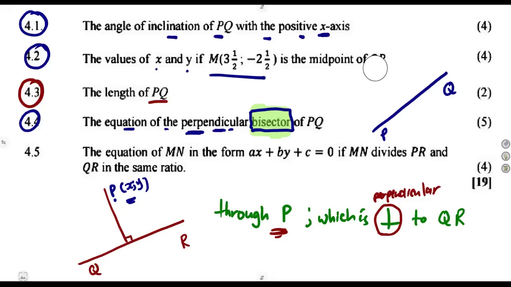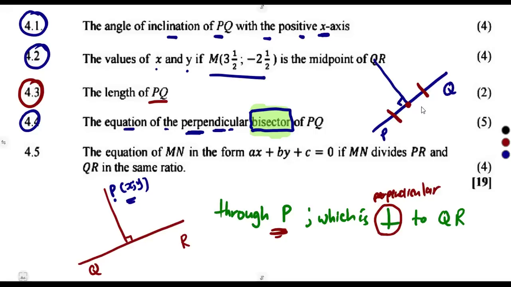It is not a normal perpendicular bisector. I mean, it is not just a normal perpendicular line. It is a perpendicular bisector, meaning to say it divides the line PQ into equal parts. From P to the foot of this perpendicular, to this point, is the same as from Q to that point. That is what it means.